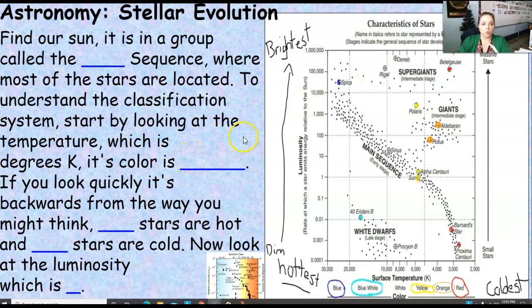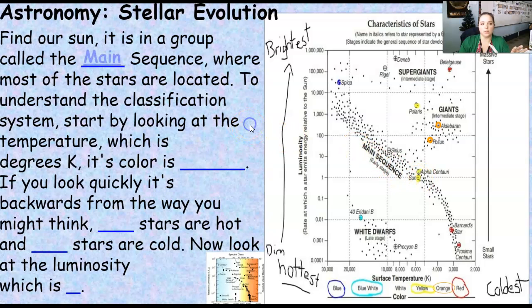All right, so first, find our sun. It's in the group called the what sequence? Well, let's see, where's our sun? Betelgeuse, Polaris, Aldebaran, or sorry, Betelgeuse, Pollux, Sirius, Alpha Centauri. There's our sun, right there. It's in the main sequence, where most of the stars are located. There's a whole load of stars right there.